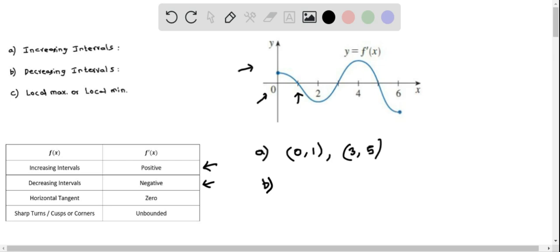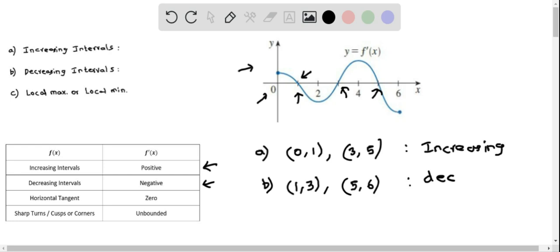Now let's identify the decreasing intervals. We know that from 1 till 3, the graph of the derivative is negative. So we can write down, sorry, it is from 1 to 3, the graph of f of x is decreasing, as well as from this interval, that is from 5 to 6, the derivative graph is negative, which means the graph of f of x is decreasing. So we write down that as interval 5 to 6. So this is increasing interval, and this is decreasing interval.